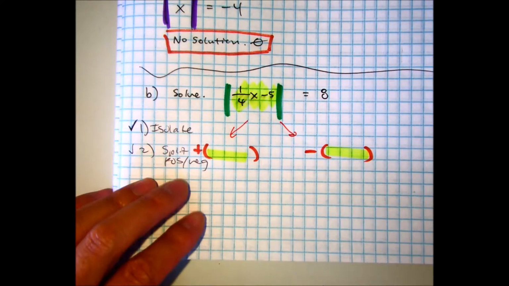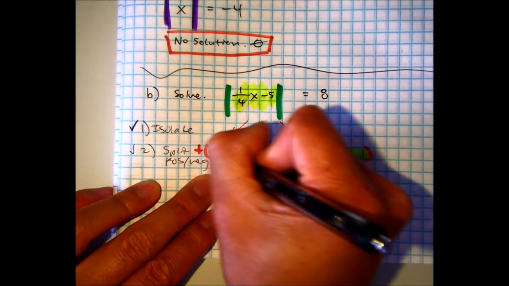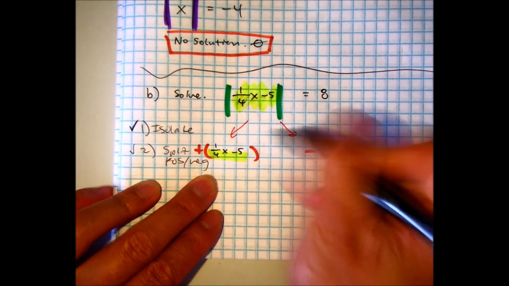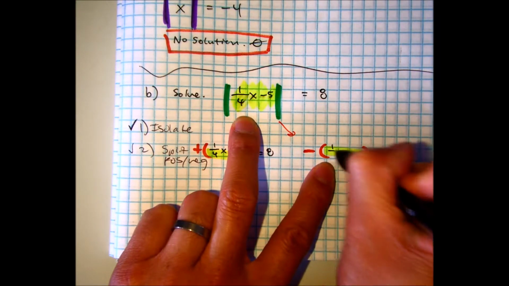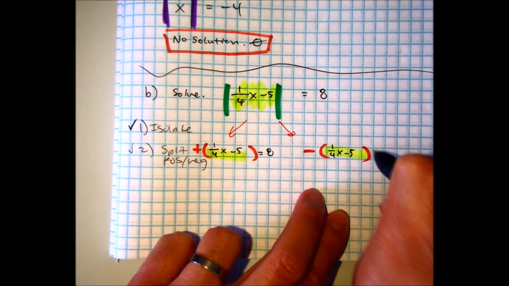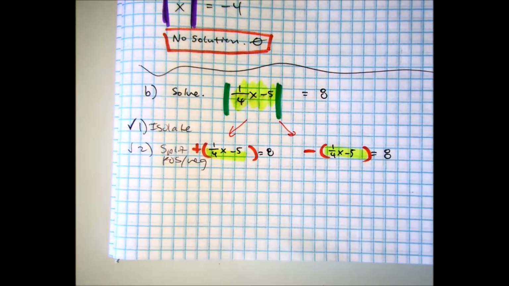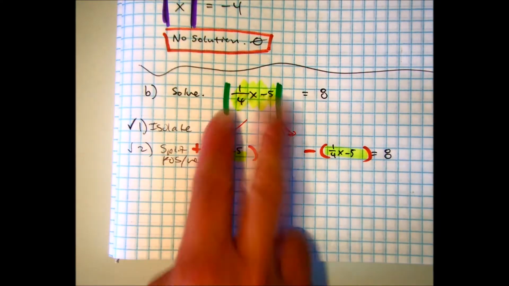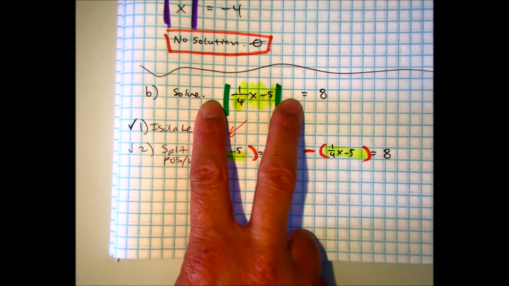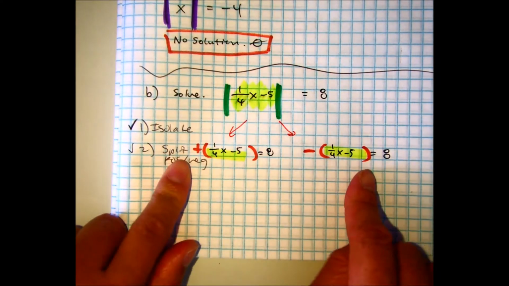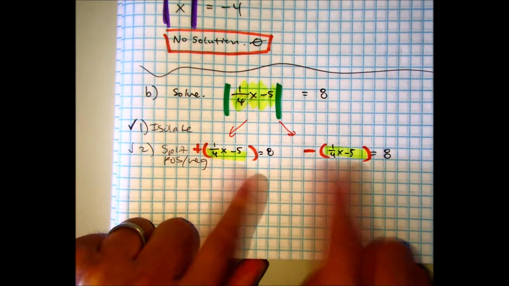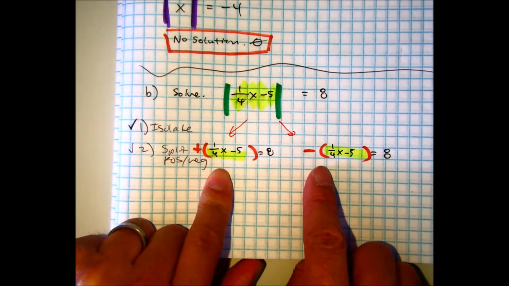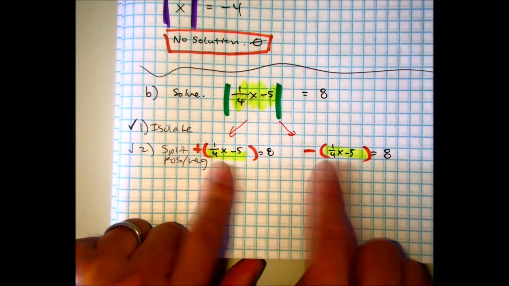Let's write it. 1/4 x minus 5 equals 8. Pay attention. It was isolated. Nothing in front and behind it. Now I can split it, and when I split it, class, is there an absolute value sign in there? No, we've actually eliminated the absolute value sign because this is the definition in an absolute value.